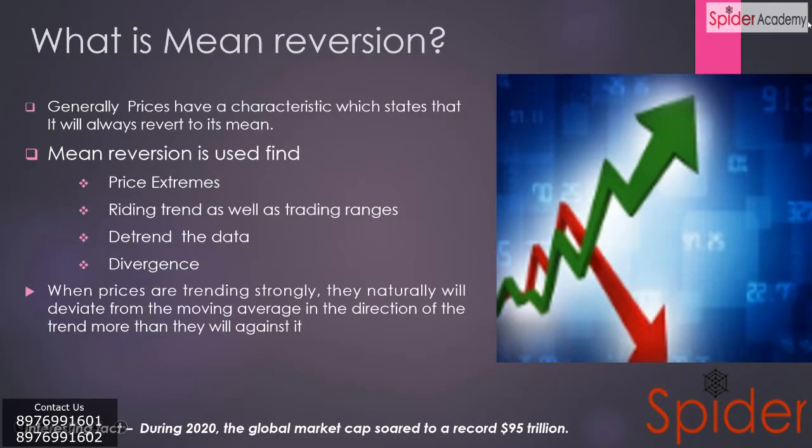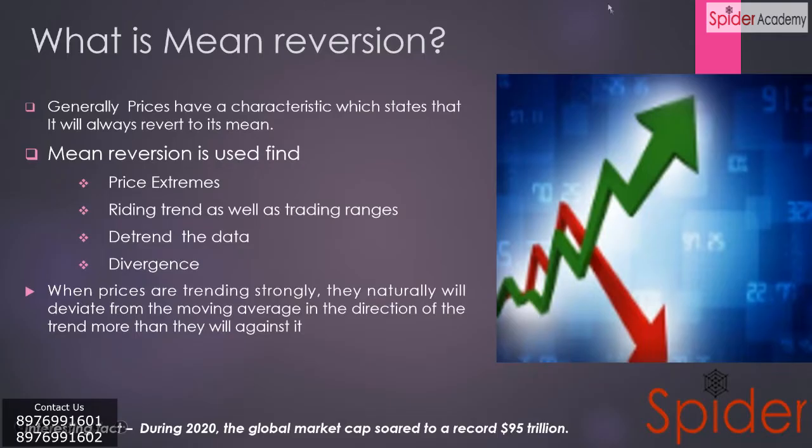So basically over here, generally the definition states that prices have a characteristic which states that they always revert to their mean. So the main principle of the average is that the main use is to find the price extreme, which we are going to do in some time.